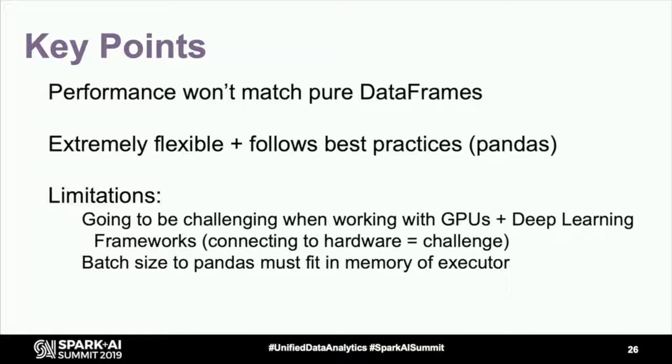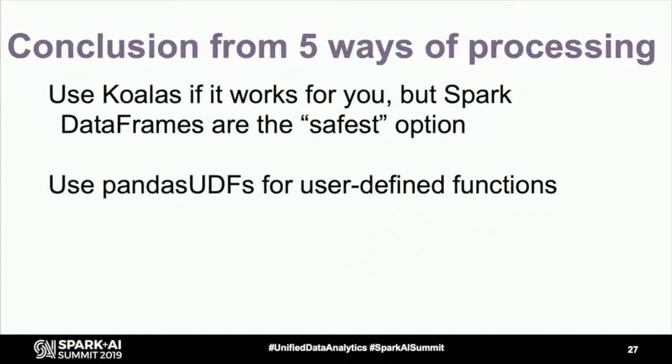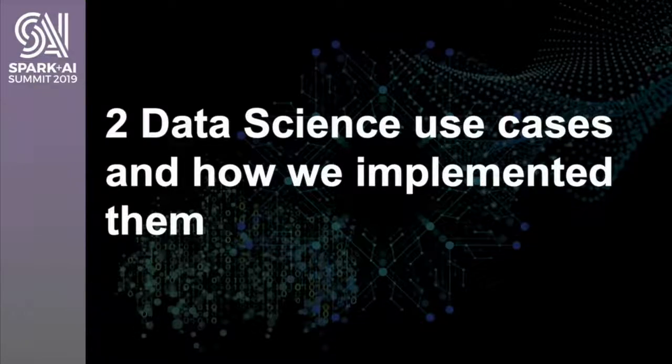And so that's largely the survey of all the different methods you can leverage to take Python code that you have and run it using Spark. Given those basics, I think the key conclusions are: use Koalas if it works for you, but Spark DataFrames are the safest option, and Pandas UDFs are great for user-defined functions. That's the long and short of it for today. Next I'll talk about these two data science use cases.